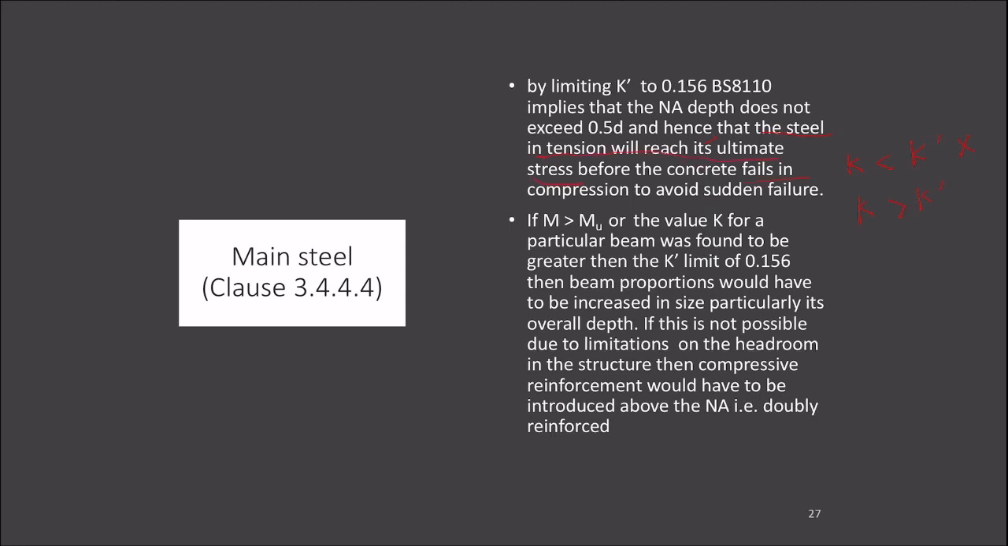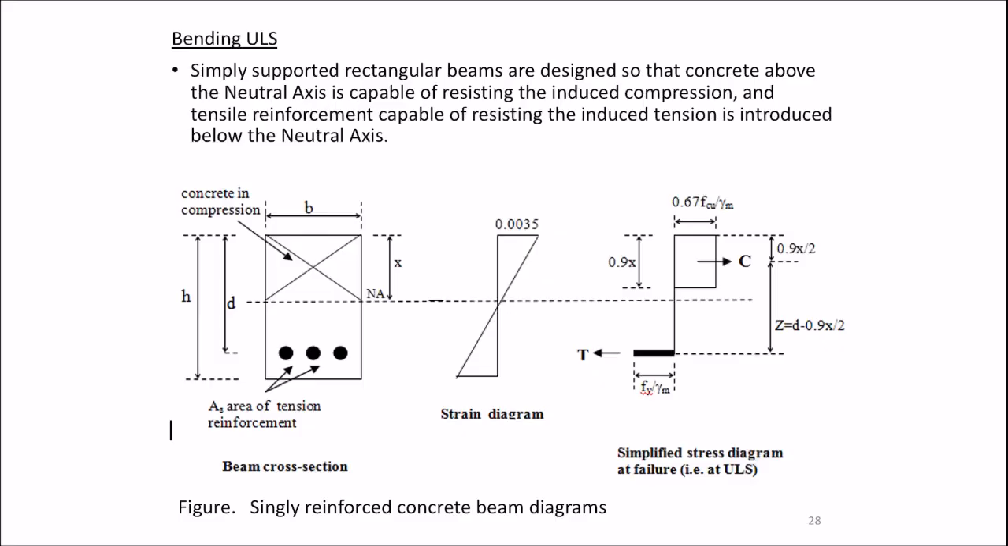And same goes with M is bigger than MU. So definitely you know kalau K bigger than K prime, meaning M awak akan lebih besar daripada MU. So this thing is related. Case. Bending ULS, simply supported rectangular beam are designed so that the concrete above the neutral axis is capable of resisting the induced compression, and tensile reinforcement capable of resisting the induced tension is introduced below the neutral axis.